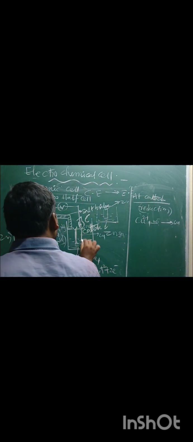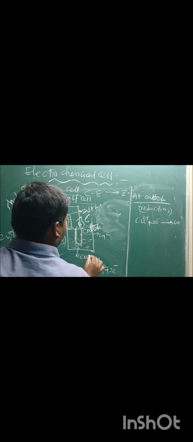At the anode, oxidation takes place. Oxidation means loss of electrons. Zinc metal tries to lose 2 electrons. At the cathode, reduction takes place. Reduction means gain of electrons. Cu2+ gains 2 electrons to form Cu. The copper metal is deposited here.